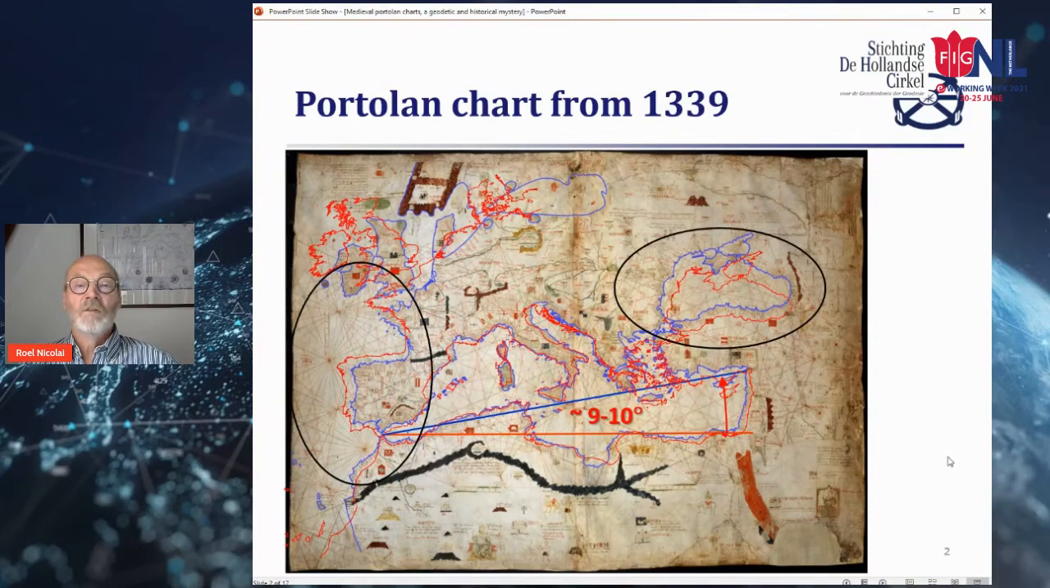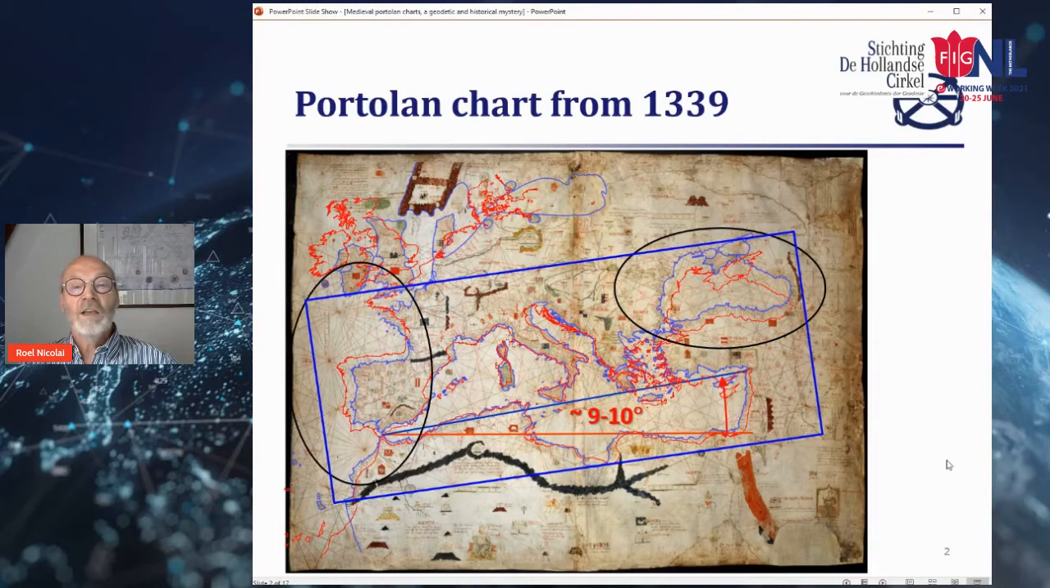The total absence of any development path of these charts is very odd. They appear fully developed and in the blue rectangle do not develop any further. This accurate core area is basically copied for centuries.